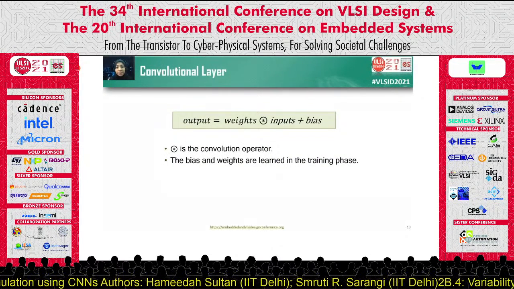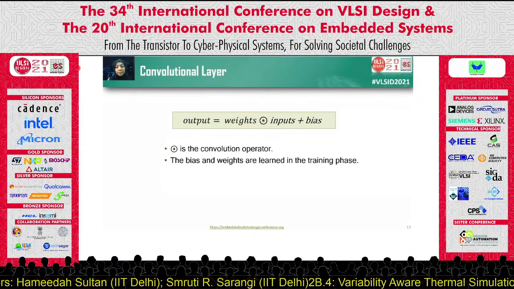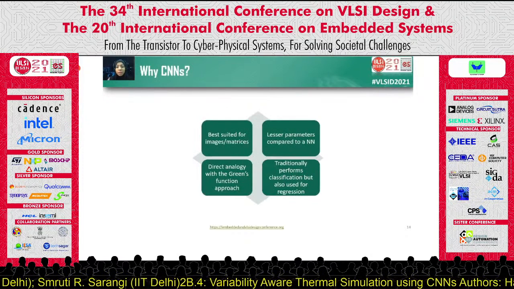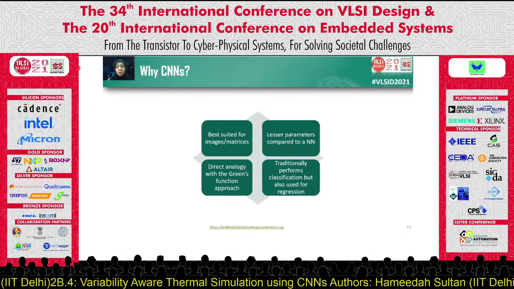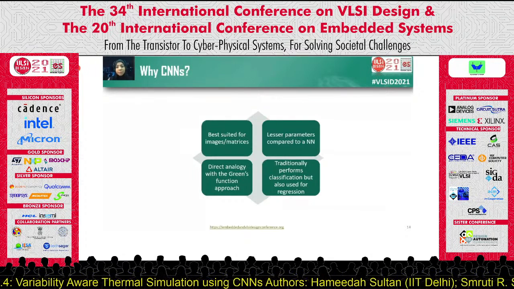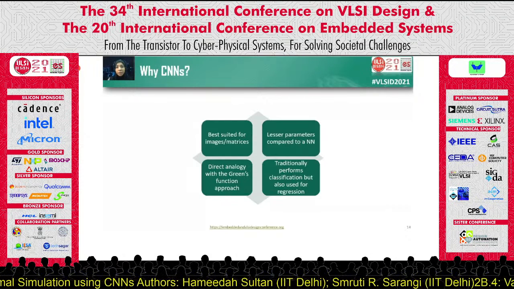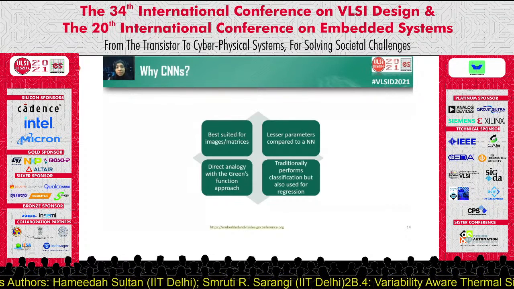Now, the most important layer is the convolutional layer, in which the output is computed by convolving a set of weights with the inputs, and then a bias is added. These weights and bias are learned in the training phase. We use a CNN because these are best suited for images, and the power and temperature matrices can be thought of as images. They capture the neighborhood dependencies very well with few parameters as compared to a neural network. And convolution is a property of the system.